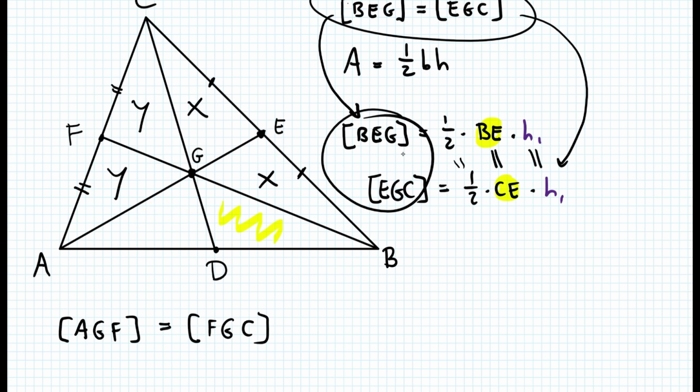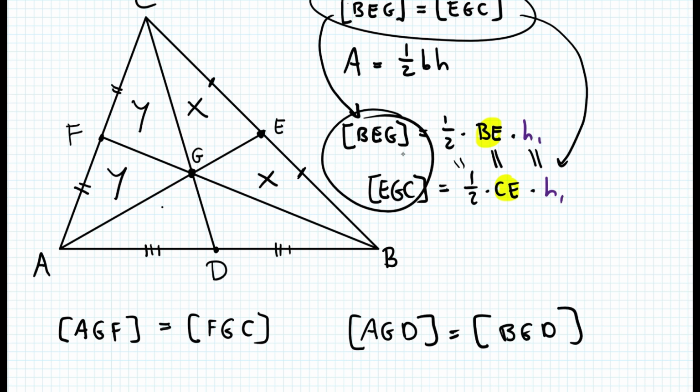Now, what do you suggest about these two? Again, they share the same height here, H, okay? And these two bases, segment AD and DB, are also congruent. And because of 1/2 times base times height, they share the same height, they have equal bases. Therefore, we can also say that area of triangle AGD has to be equal to area of triangle BGD, okay? And let's call this Z and Z.